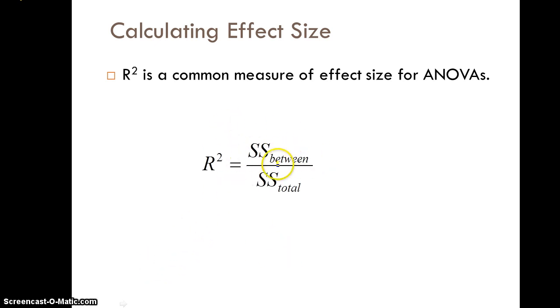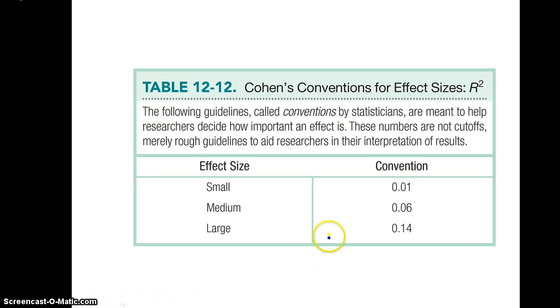So we take that sums of squares between and divide it by the total sums of squares, and it will give us a value that is a proportion. Here our conventions are a little bit different. Again, it's still by the same person, Jacob Cohen, and we see that a small effect size is 0.01, which is 1% of the variance accounted for. A medium effect size is about 0.06, which is 6%, and a large effect size is 14%. So these are different from what we've seen for Cohen's d.